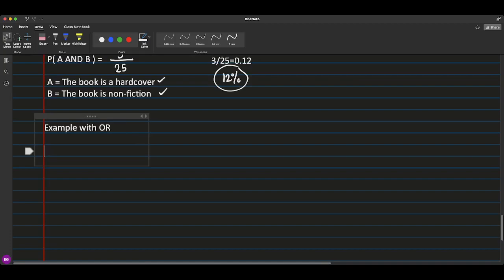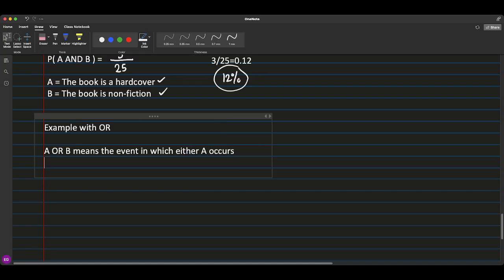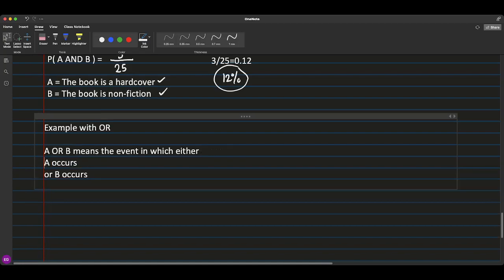Okay, so what do we mean by OR? So A or B means the event in which either A occurs or B occurs. Okay. So that means that basically if A happens, you're good. If B happens, you're good.